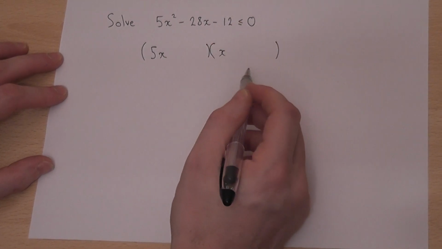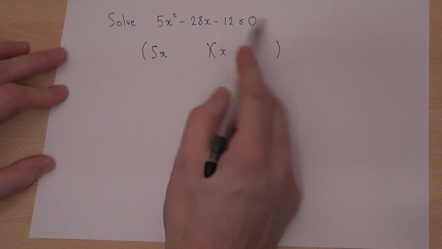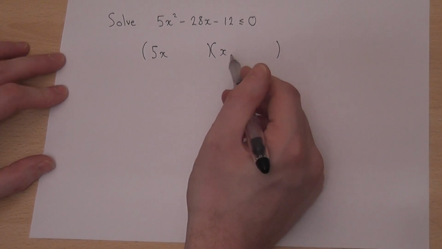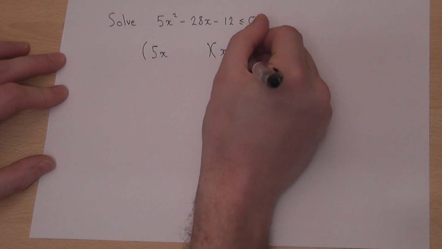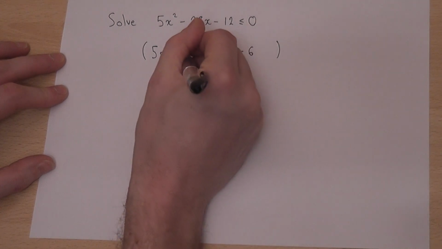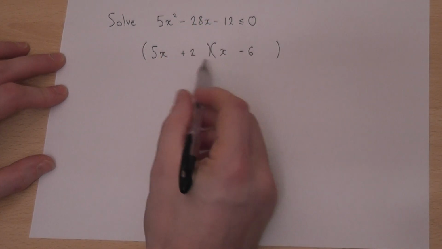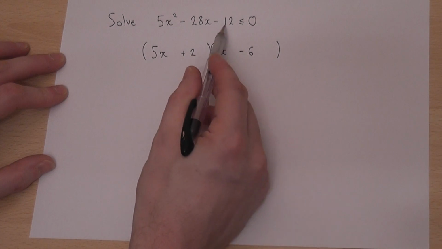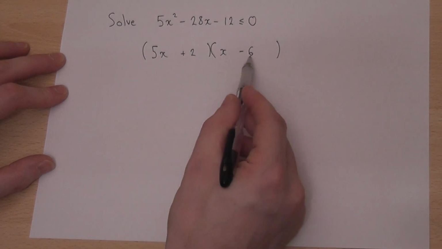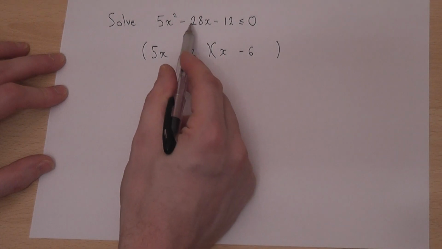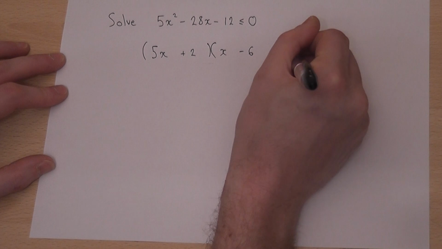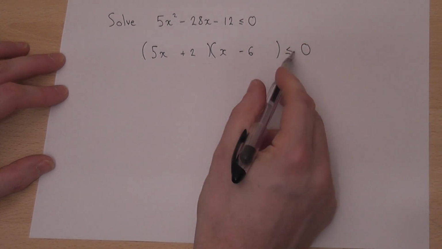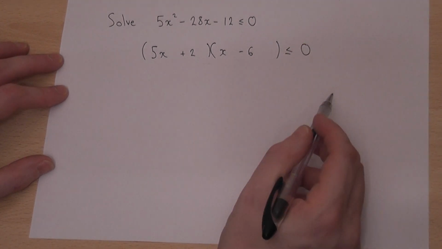I've got a 12, so the factors are 6 and 2, 1 and 12, 3 and 4. If I put in a minus 6 here and a plus 2 here, then 2 times minus 6 is minus 12, minus 30x plus 2x is minus 28x. So therefore I have factorised the original expression. So therefore this is less than or equal to 0.